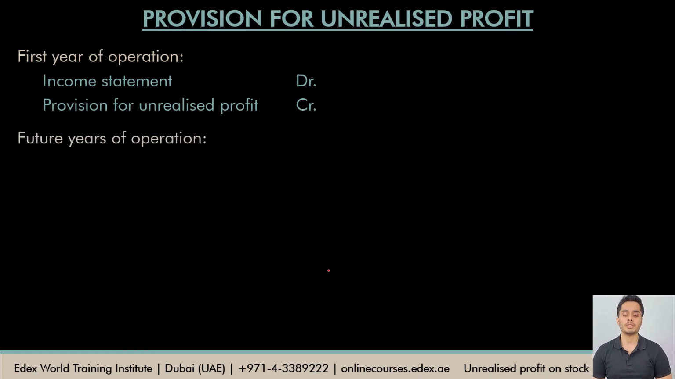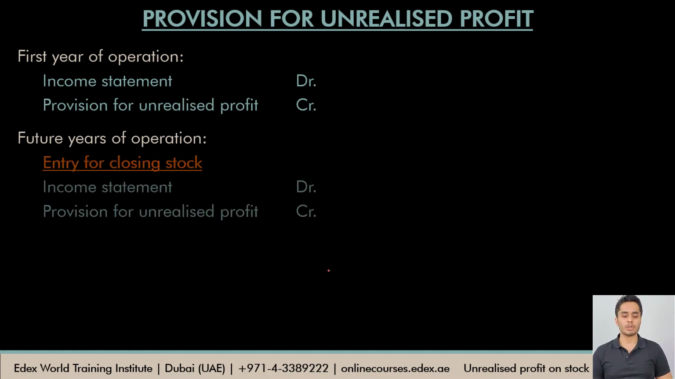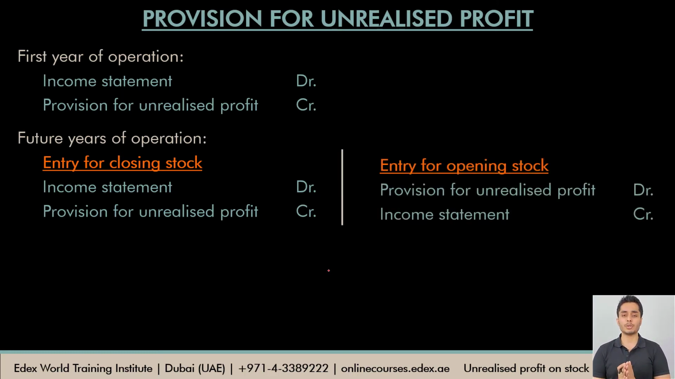In all future years of operations, there will be closing stock and opening stock. So for closing stock, every year we will need the same entry. Income statement will have to be debited and provision for unrealized profit will have to be credited. Again, why is this done? So that the profit that is overstated because of an incorrect closing inventory valuation is brought back to its correct value. Apart from this, we will also have to pass an entry for the adjustment of profit that is included in the opening inventory by reversing that at the beginning of the year.